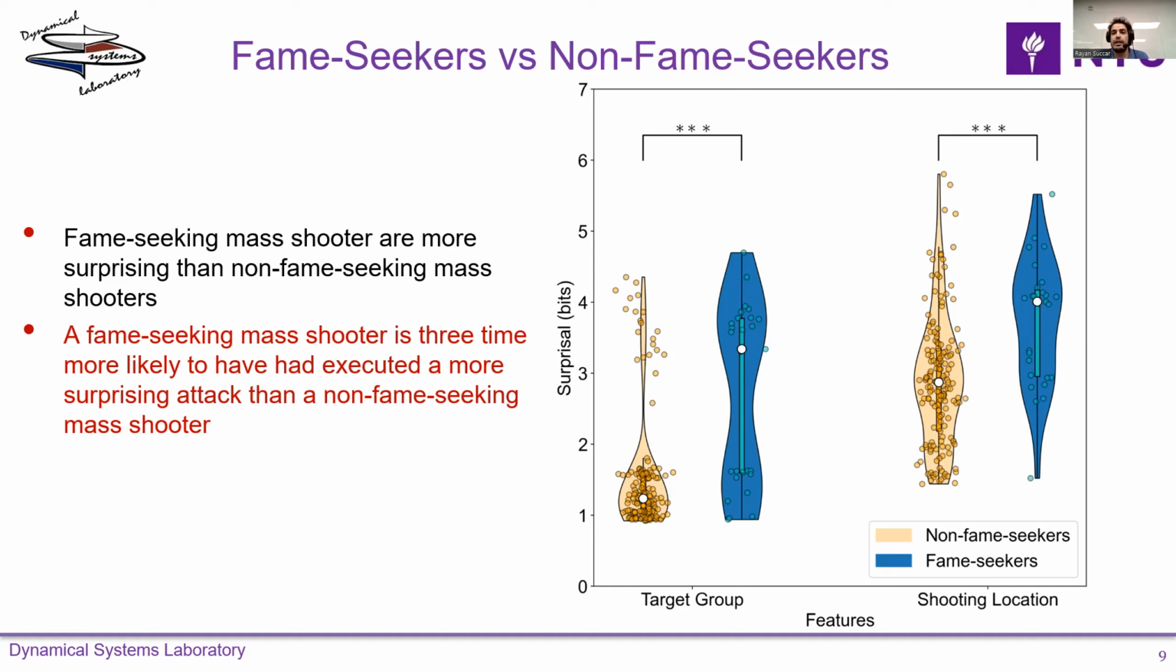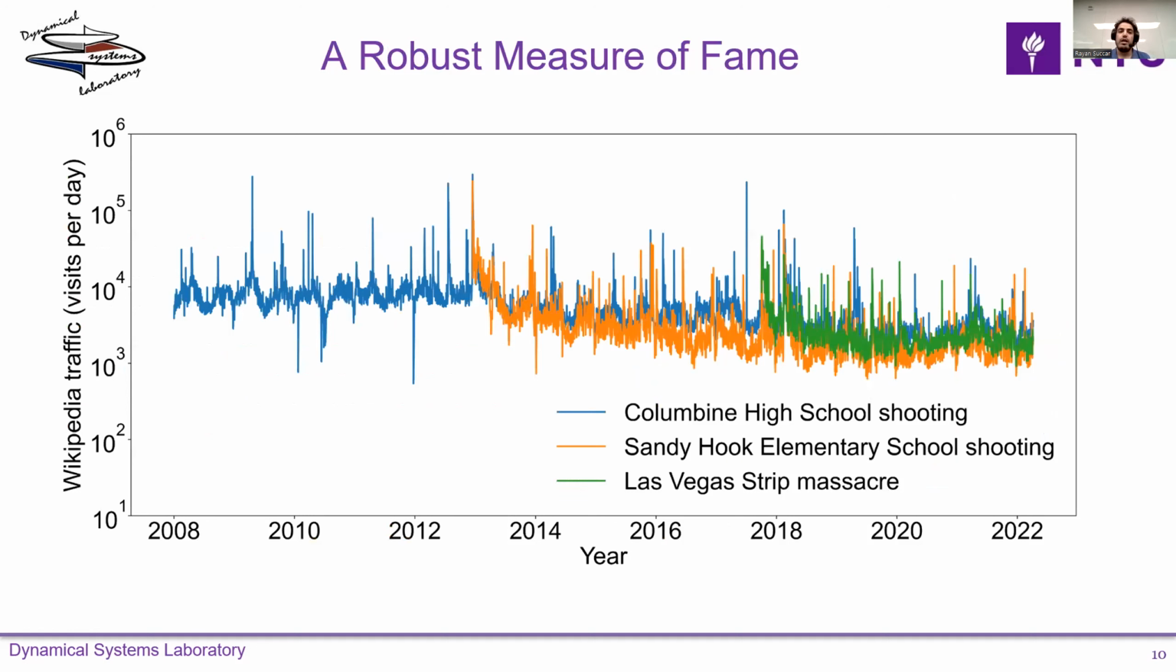Now, the natural next question that we could ask is, what they are doing, is it actually working for them? Are they gaining more fame? In order to do that, we need a robust measure of fame. And after long research, we found out that one of the best measures we can get is the Wikipedia traffic data. Here you can see a time series. Each point represents the number of daily visits a Wikipedia page has received. And I'm showing here the three most famous mass shootings along the years.